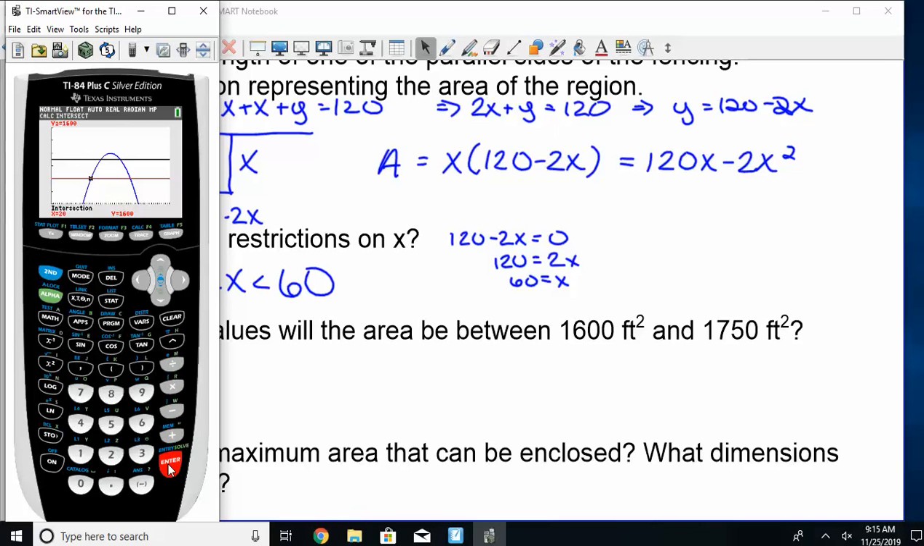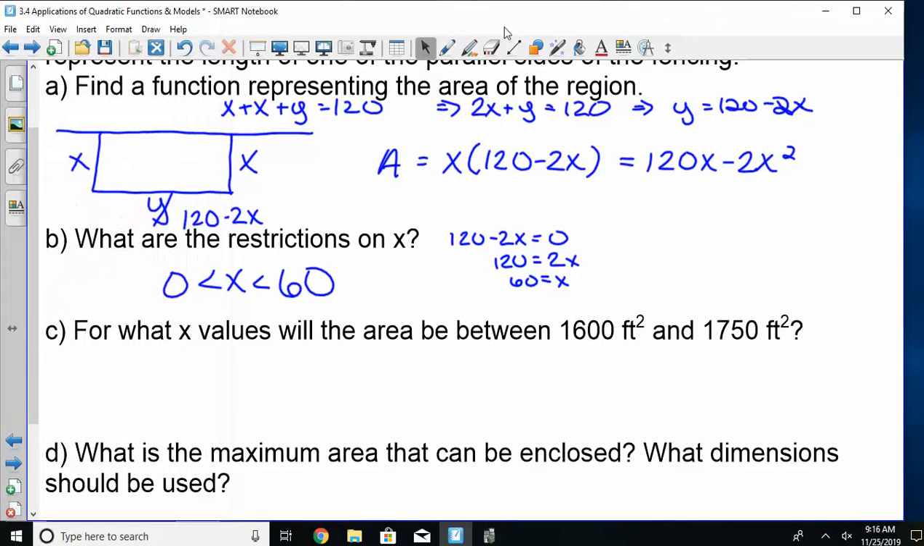So it's between 20 and, now I need to find out where the black line meets my parabola. So I'm going to do the same thing. Second, trace, intersect. First curve is still my parabola, but do I want my second curve to be this red line? Just hit your down arrow, and that'll make it jump up to the other line. Hit enter. Yes, get close to it and hit enter. And that one is 25.